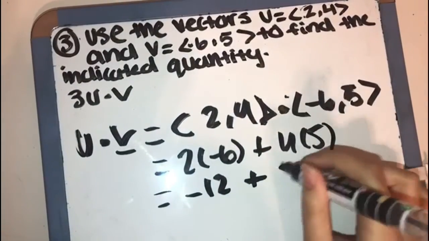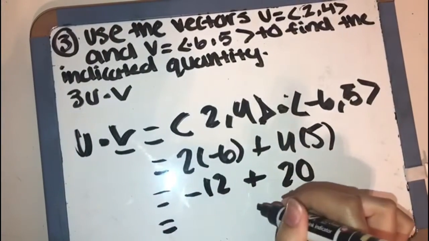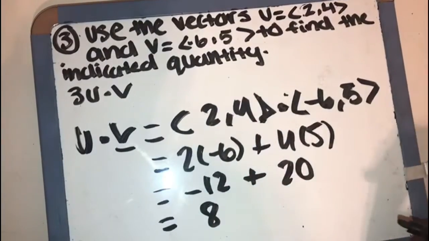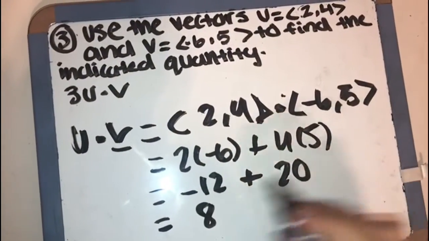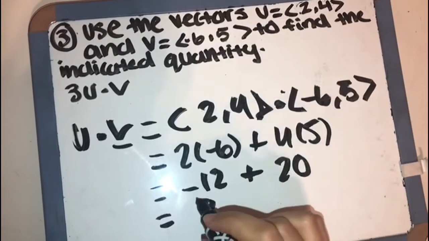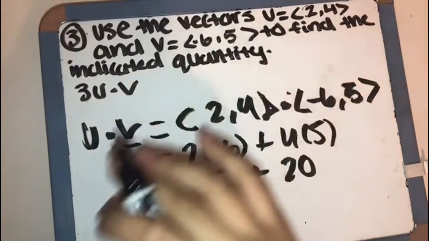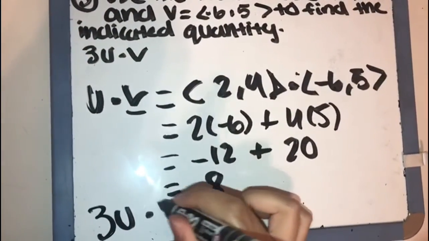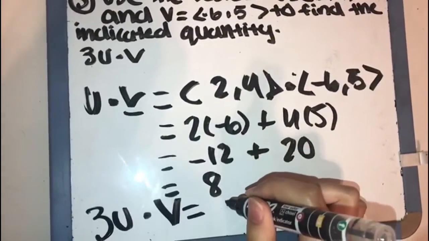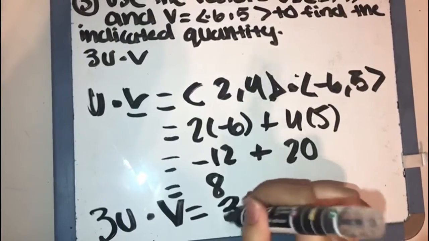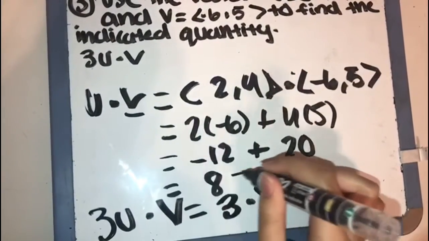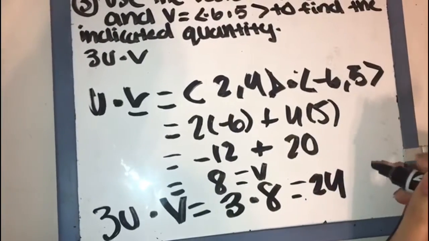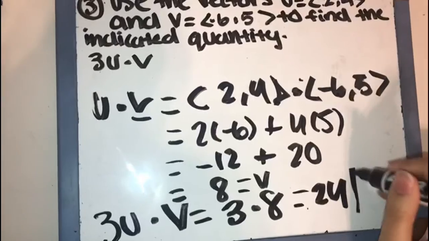-12 plus 20, which equals 8. Okay, so -12 plus 20 equals 8, right? So now we have to add another step. Since we have 3u times v, we're going to be multiplying 3 times 8, since 8 equals v in this problem. So 3 times 8 equals 24. Now we found the answer, which is 24.